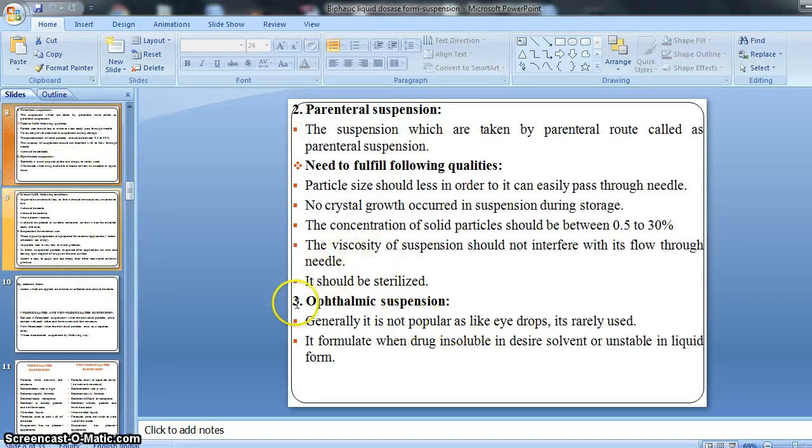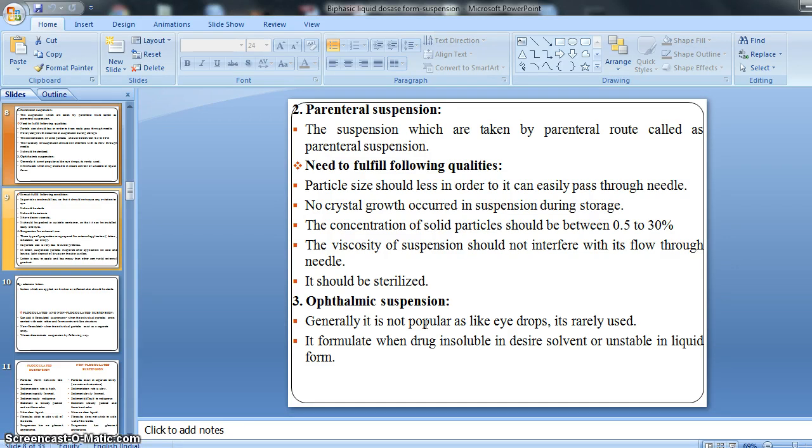So, that is the ophthalmic suspension. Ophthalmic means related to our eyes, right? Means the suspensions are basically instilled into our eye cavity, right? So it's called ophthalmic suspension. Generally, it is not popular like eye drops. It is rarely used.